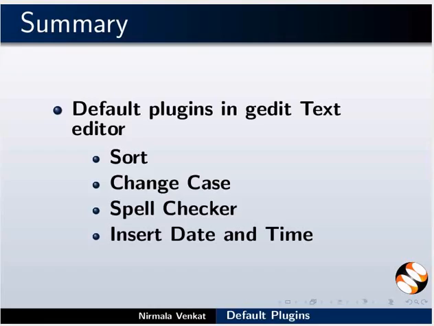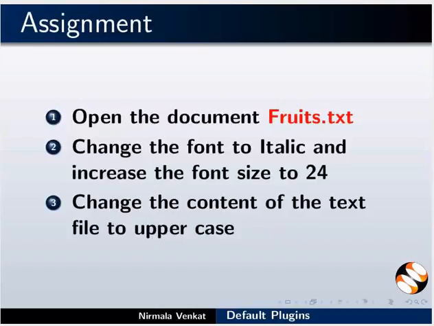Let us summarize. In this tutorial, we learnt about default plugins in gedit text editor such as Sort, Change Case, Spell Checker, Insert Date and Time. Here is an assignment for you. Open the document fruits.txt. Change the font to italic and increase the font size to 24. Change the content of the text file to uppercase.